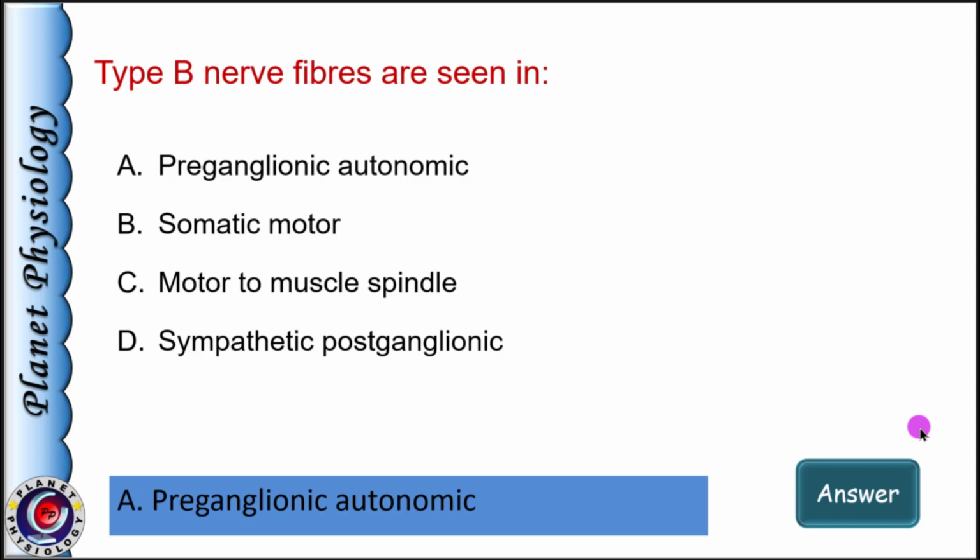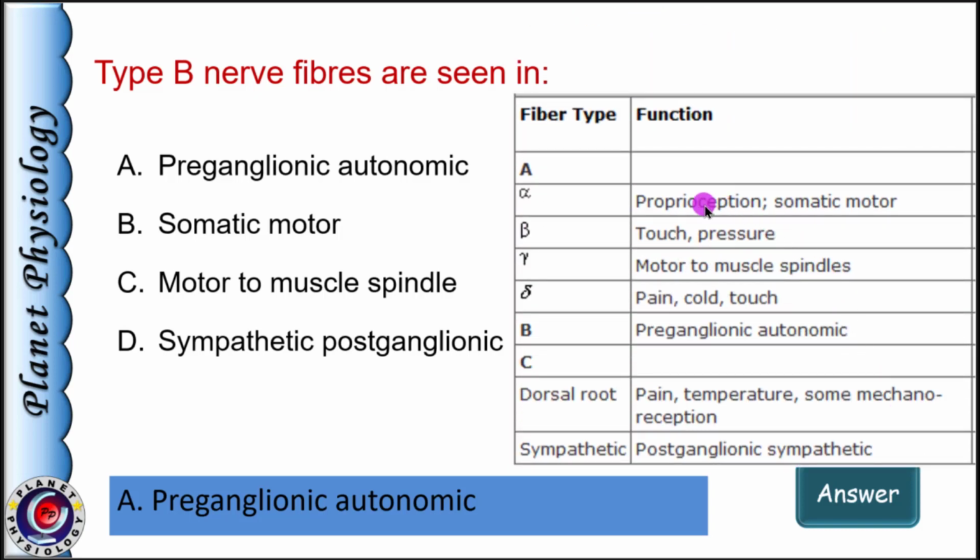So please remember, preganglionic autonomic fibers are thinly myelinated type B nerve fibers and these are responsible for formation of white ramus, which you have studied in autonomic nervous system. Somatic motor fibers are nothing but nerve supply to your skeletal muscles. So these are A alpha fibers. A alpha fibers also are proprioceptive fibers. The fastest conducting tract in the body is the dorsal spinocerebellar tract, which carries proprioceptive impulses. So those are also A alpha fibers.